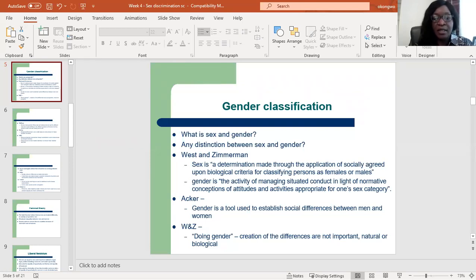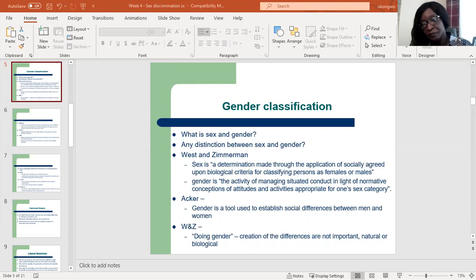Okay, so gender classification. Right, so what is sex and what is gender? Are there any distinctions between sex and gender? All right, so let's see what some of the theorists in this area have to say. Right, so we have West and Zimmerman, who in their study defined sex as a determination made through the application of the socially agreed upon biological criteria for classifying persons as females or males.